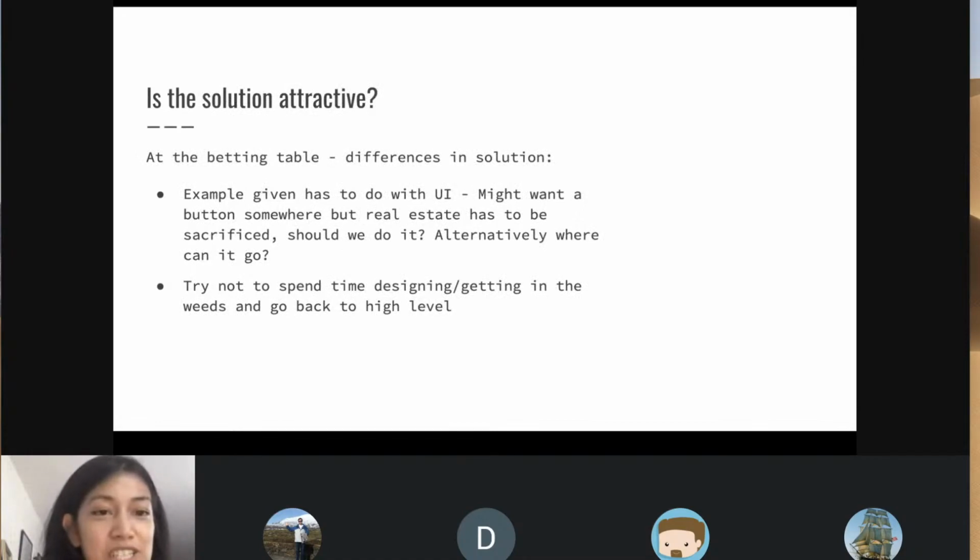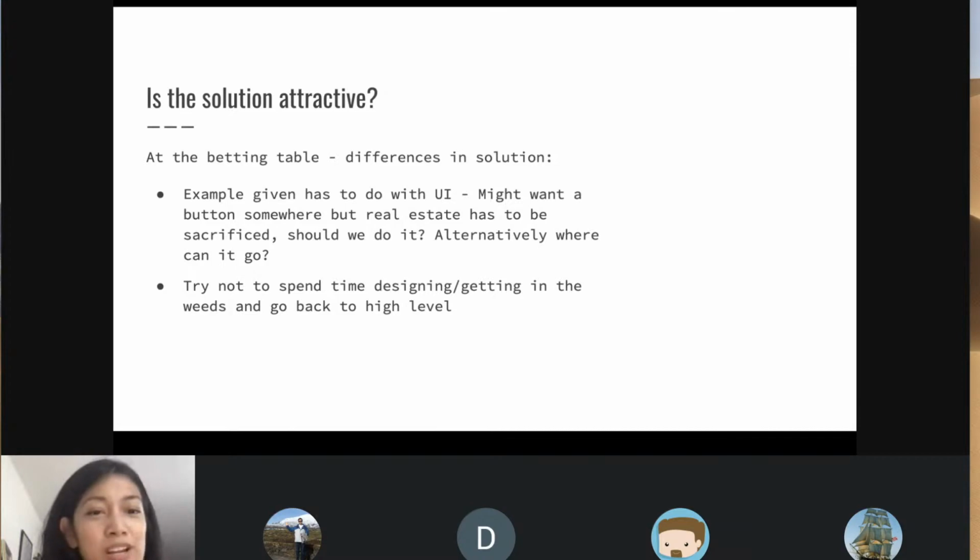Is the solution attractive? At the betting table, there are differences in solution. The example they gave has to do with UI. Someone might propose a button somewhere, but the real estate has to be sacrificed and is very important for that space to be used for other info. Should we go ahead and do it, or offer a different place where a button could go?